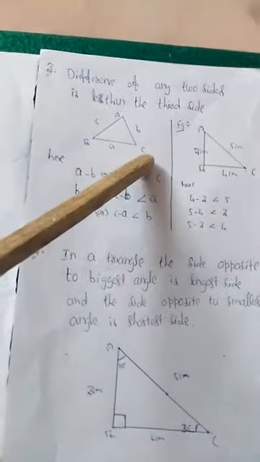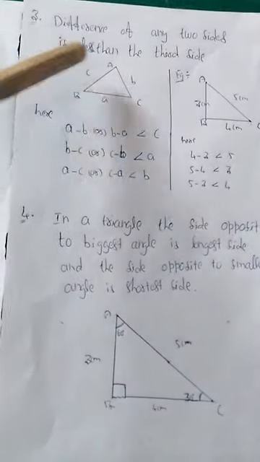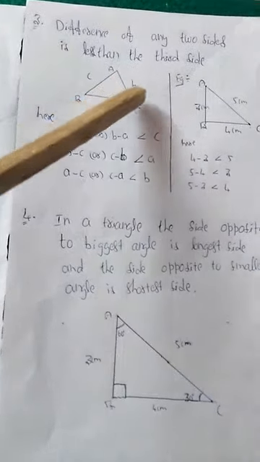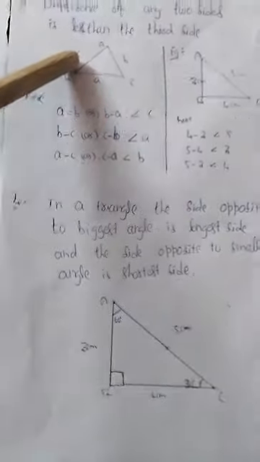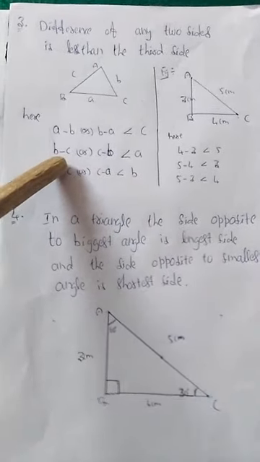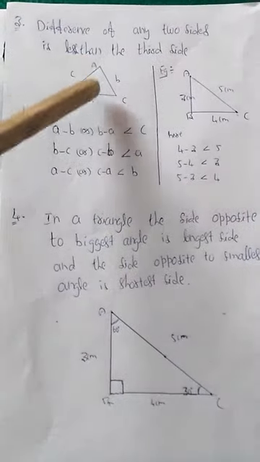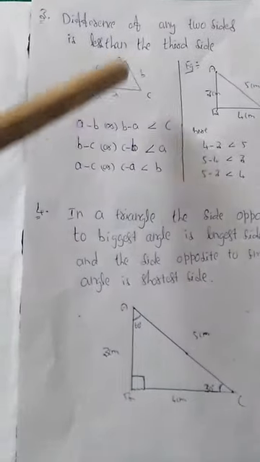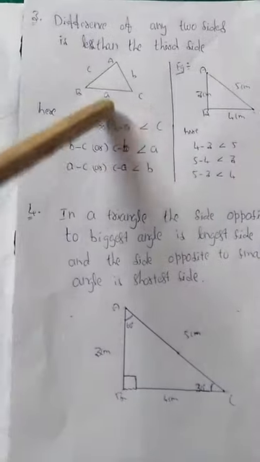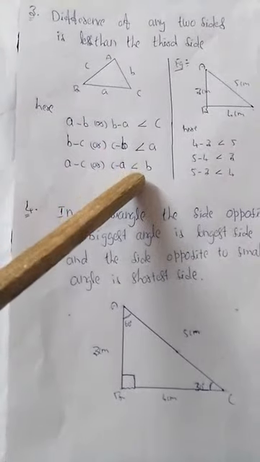So see on triangle ABC, its sides are small a, small b, small c. The difference of any two sides, a minus b or b minus a, is less than c. That means less than the third side. And b minus c or c minus b, the difference between these two sides is less than the third side. And a minus c or c minus a, the difference between these two sides is less than the third side. That means less than b.